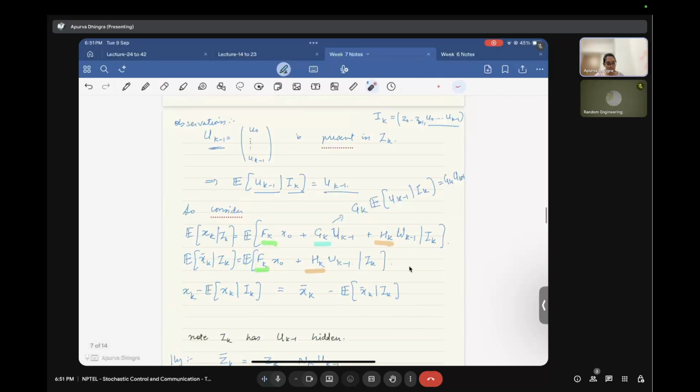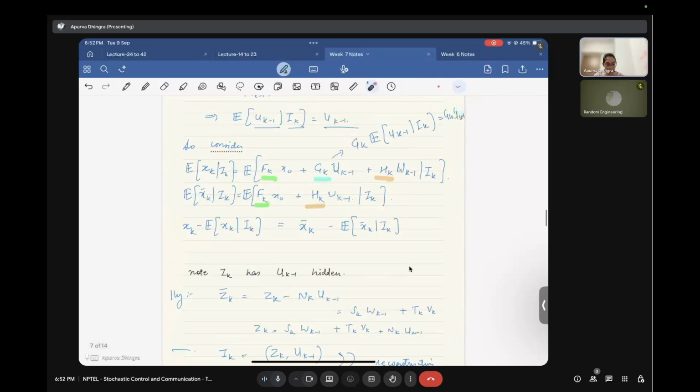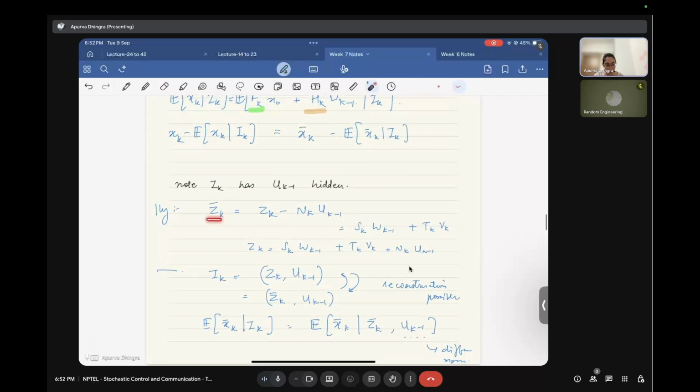Remember, the difference between xk and xk bar is just the presence of u term. That effect will show up between xk and zk and zk bar also. So let's say that effect shows up as follows. Nk is just some matrix that takes care of it, which means both this and this will be equal to a term like this.